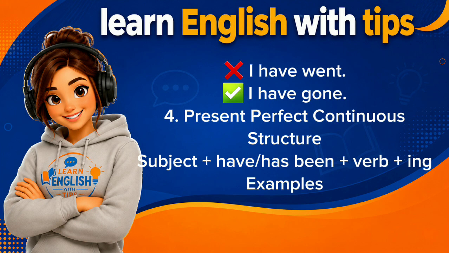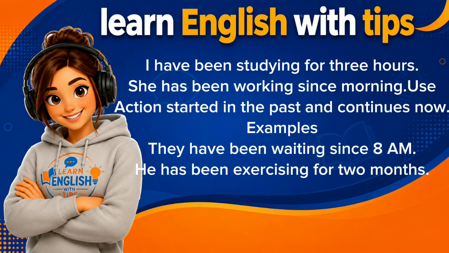4. Present perfect continuous. Structure: subject plus have been or has been plus verb plus ing. Examples: I have been studying for 3 hours. She has been working since morning. Use: action started in the past and continues now. Examples: they have been waiting since 8 a.m. He has been exercising for 2 months.